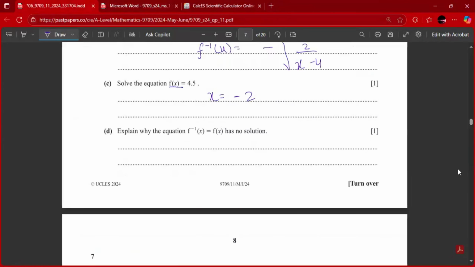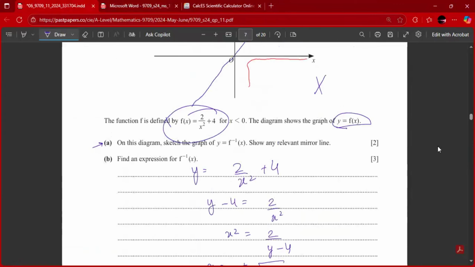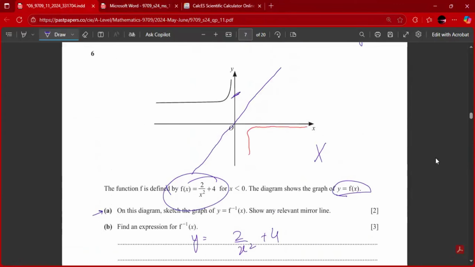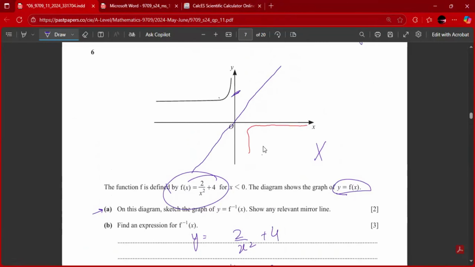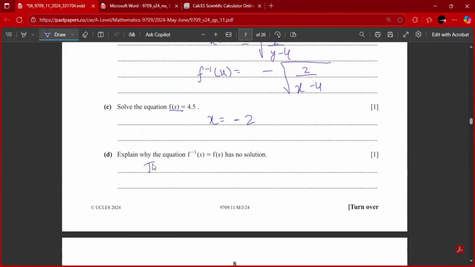-2, that's a finish. Explain why this has no solution. Why does this have no solution, guys? If you see the graph again, they never meet. They never intersect. So it's not possible for them to have a solution, because to have a solution they should have been meeting at 1 point or more than 1 point, but they're never meeting. So we're going to just write the curves never meet. Hence, they have no solution.